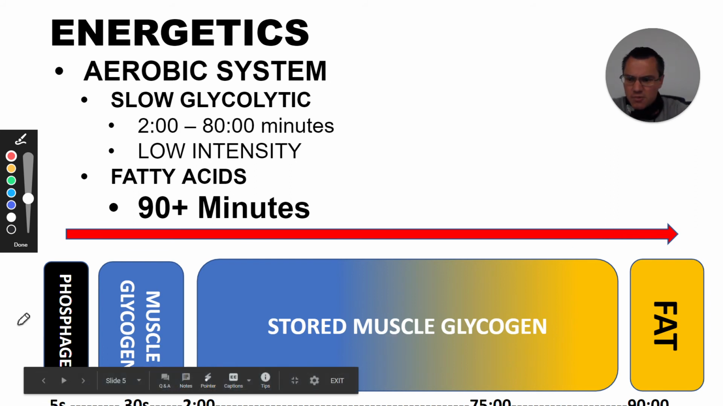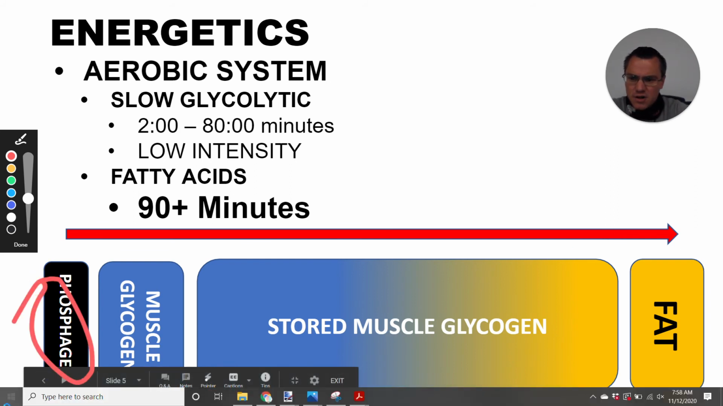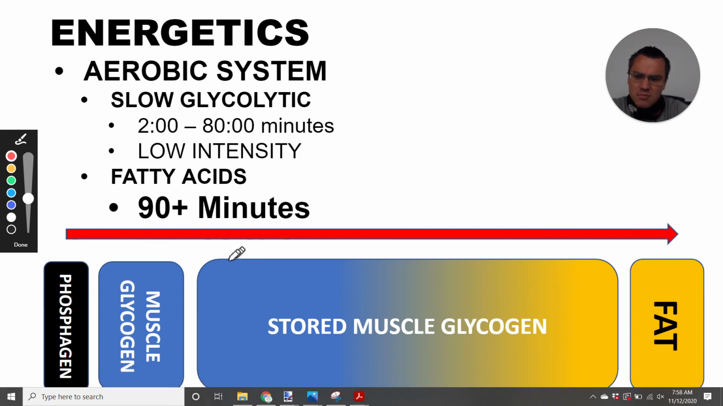But as we know, if we think about a rocket flying through space, it doesn't last very long, which is why we're at that 5 second stage. And then we have our muscle glycogen that kicks in, okay? And that can boost us a little more, but we're not going to go quite as intense at that point. And then we're slowly bleeding our glycogen into this aerobic system.